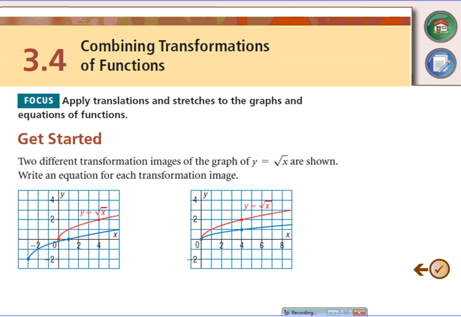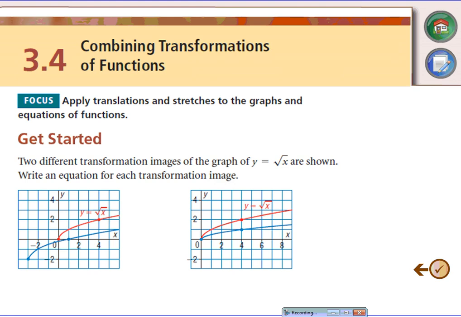All right, 3.4. We are now combining transformations. We're going to do more than one thing at a time. So we're going to have some stretching, some reflecting, and some translating all at the same time. Let's first of all get started here.